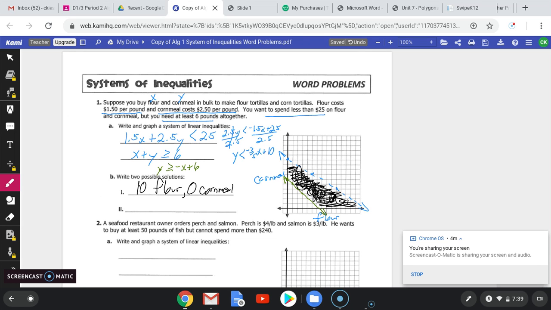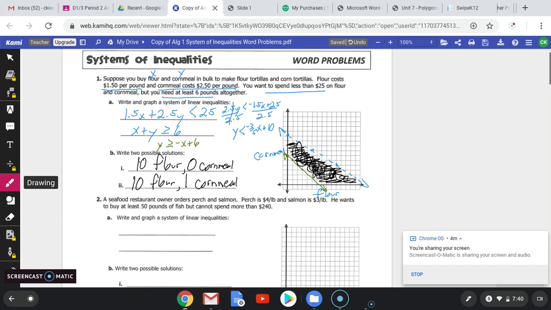Or how about, don't make it complicated, 10 flour, 1 cornmeal. Clearly away from the lines and clearly in the shaded region. But you can always check too by plugging in these numbers for x and y of your inequalities to see if you are correct.